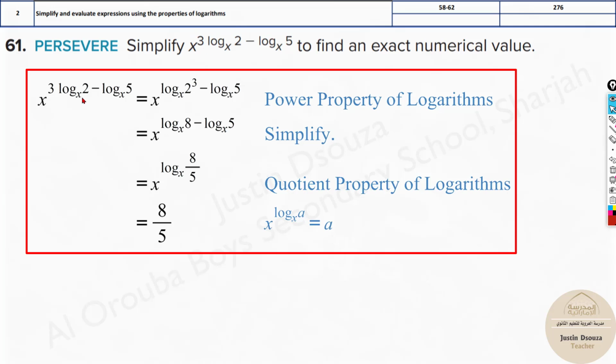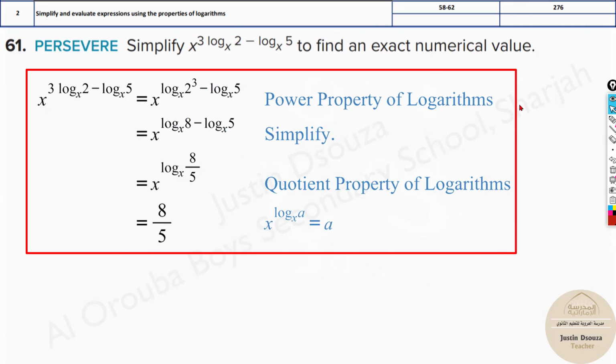Here, there is one important thing which you must know. Everything is in the power. Can you see this? The entire thing is to the power. So forget this x for a minute. Just solve this one. What's going to happen? We have 2 to the power 3. You can make it log base x 8. And over here it's just 5. Now we have log base x 8 minus log base x 5. This is the division rule, right? You can just write log base x of 8 divided by 5.